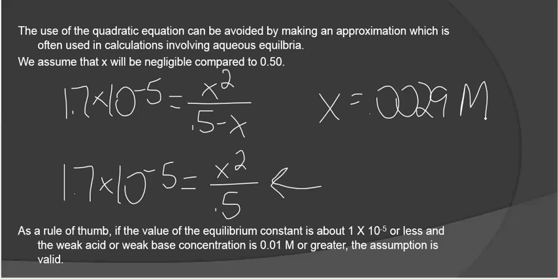As a rule of thumb, we can assume x is negligible if your Ka is 10 to the negative 5th or less. Well, ours was 1.7 times 10 to the negative 5th. And the concentration of the acid or base is 0.01 or greater. And for us, it was 0.5. So if you want to avoid the quadratic, just make sure those two criteria are met, and we can get rid of minus x.